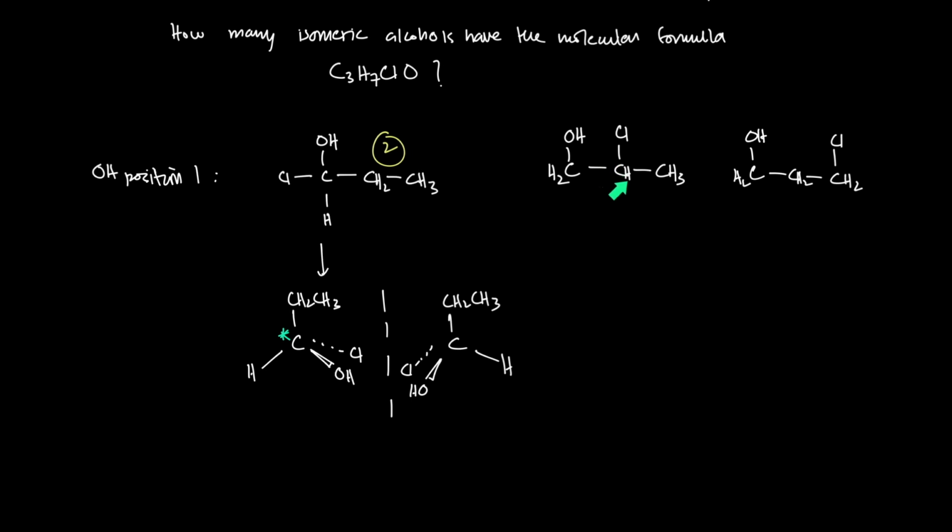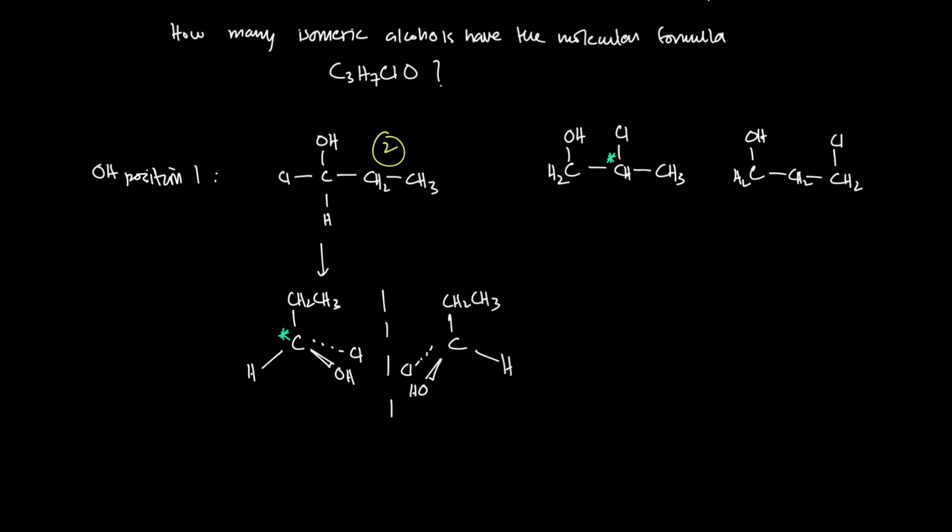This is a chiral carbon. Okay, if you notice, this carbon is bonded to a Cl, it's bonded to an H, it's bonded to a CH3, and it's bonded to a CH2OH. So this carbon is bonded to four different things, right? H, Cl, CH3, and CH2OH. So this carbon again is bonded to four different atoms or groups of atoms. So this is a chiral center.